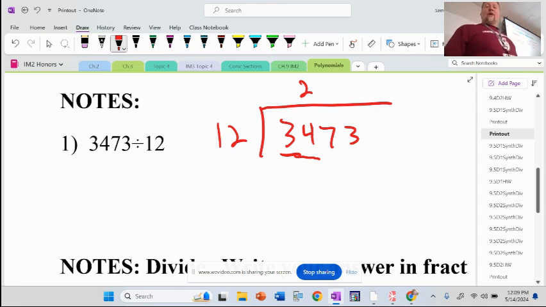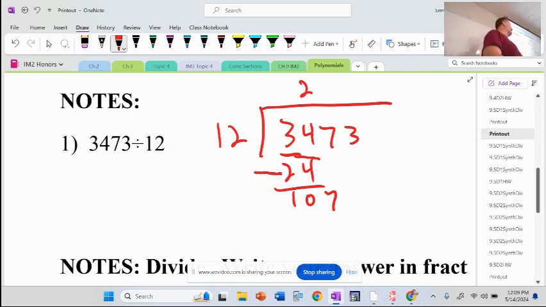All right, 2 times 12 is 24. And then you subtract. This should definitely be smaller than 12. Otherwise, you didn't go far enough in the first thing. Then what do you do next? Bring down the 7. And then you subtract, right?